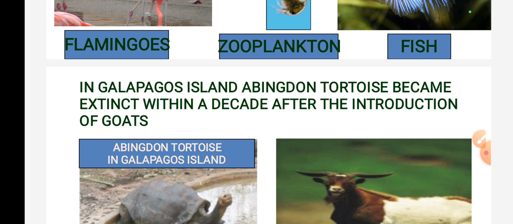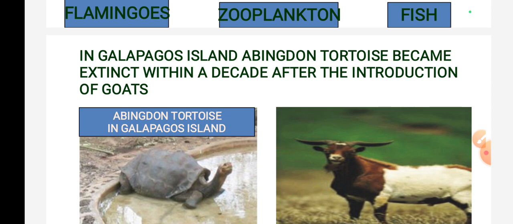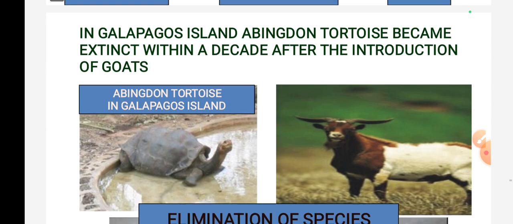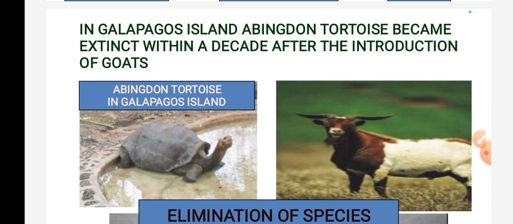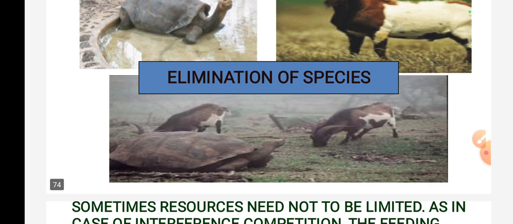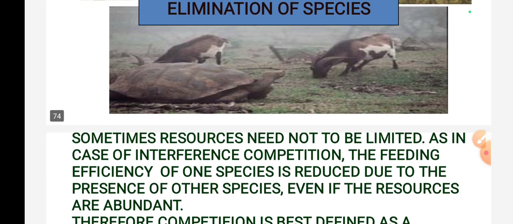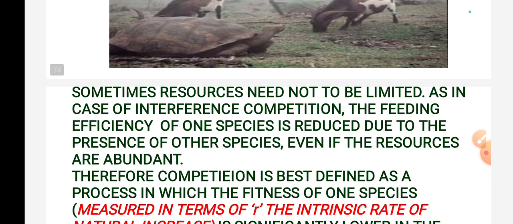In the Galapagos Islands, the abingdon tortoise became extinct within a decade after the introduction of goats. Why? Because whatever grass the tortoise eats, that grass is eaten by goats. Elimination of a species: see, goats are eating grass, then there is no grass available for the tortoise. Then they went extinct. Sometimes resources need not be limited, as in the case of interference competition.